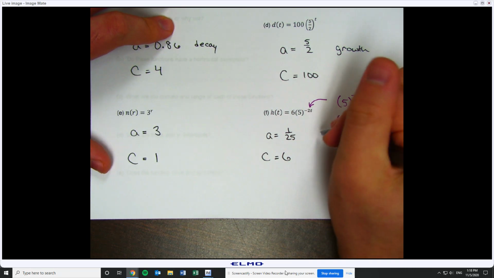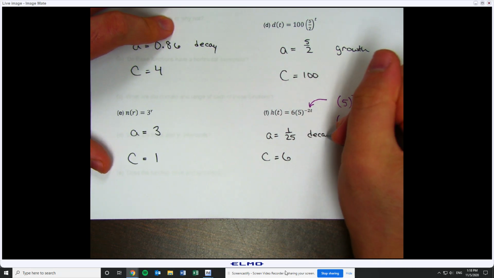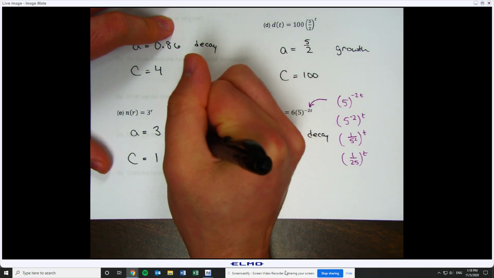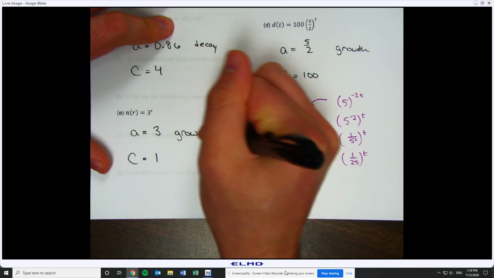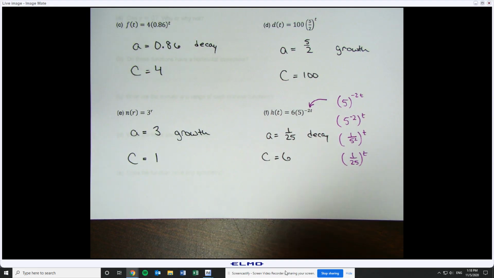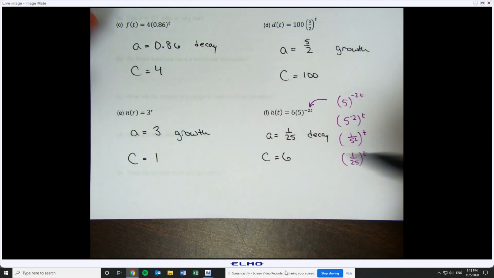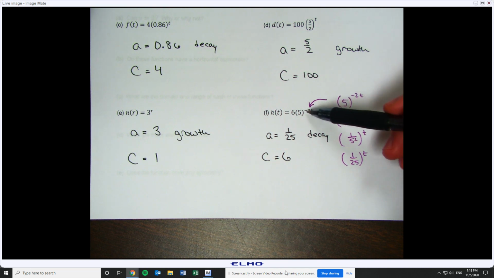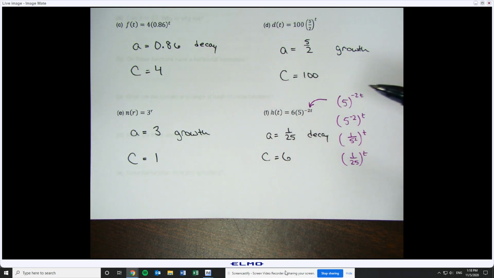Knowing that, this one is a decay, and this one is a growth. So the only one that was a little tricky was this one right here. But when you're figuring out whether it's a growth or decay, you need to pay attention to the exponent. Don't say it's one or the other until the variable is by itself.